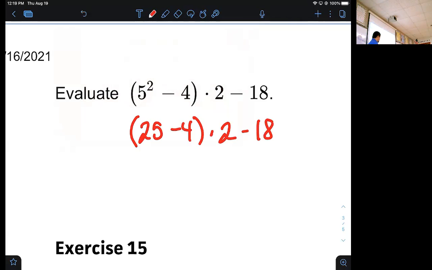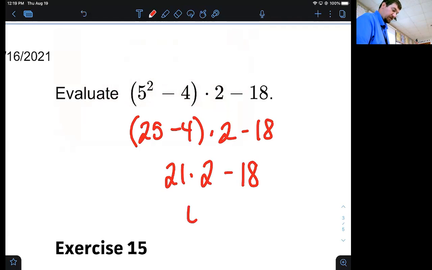So I'm going to do the second one now. Whitney's going to subtract 25 minus 4 for us. 21. So now I have 21 times 2. Frank, are we so good so far? Okay. Hunter, multiplication or subtraction next? Okay, what's 21 times 2? 42. Just double it. 42. So good so far?